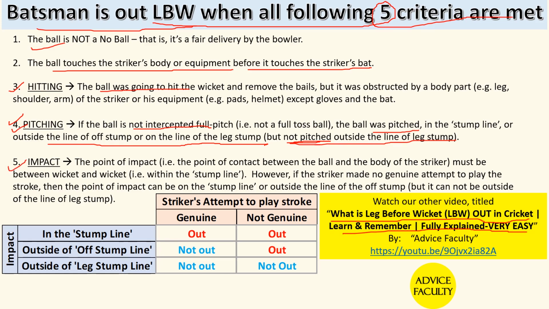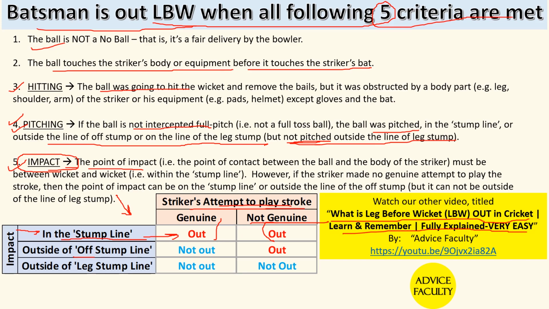The next is the impact one. It is also a very easy one to understand, but we must know that impact, or the point of impact, is the point where the ball meets the body of the batsman, and where that point lies determines to a great extent whether the batsman is out LBW or not. This entire rule is summarized in this table. So if the impact is in the stump line and the striker's attempt to play the stroke is genuine, then the batsman can be given out. But if the striker's attempt to play the stroke is not genuine, even then he can be out because the impact is within the stump line.